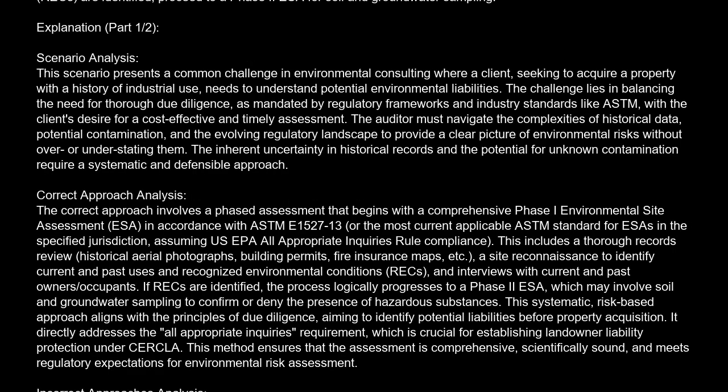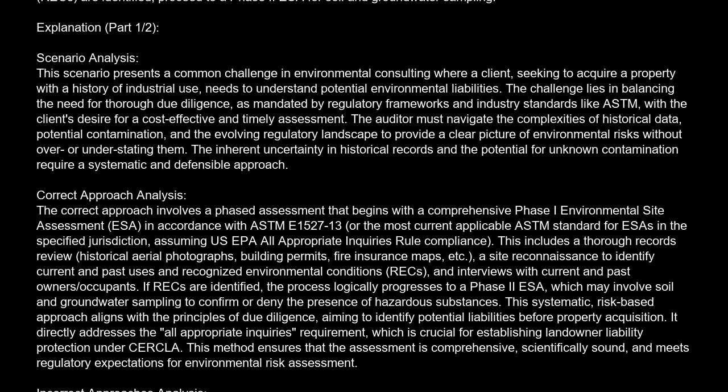The correct answer is C. Conduct a comprehensive Phase I environmental site assessment, ESA, following ASTM E1527-13 standards, including a thorough records review, site reconnaissance, and interviews. If recognized environmental conditions (REC) are identified, proceed to a Phase II ESA for soil and groundwater sampling.